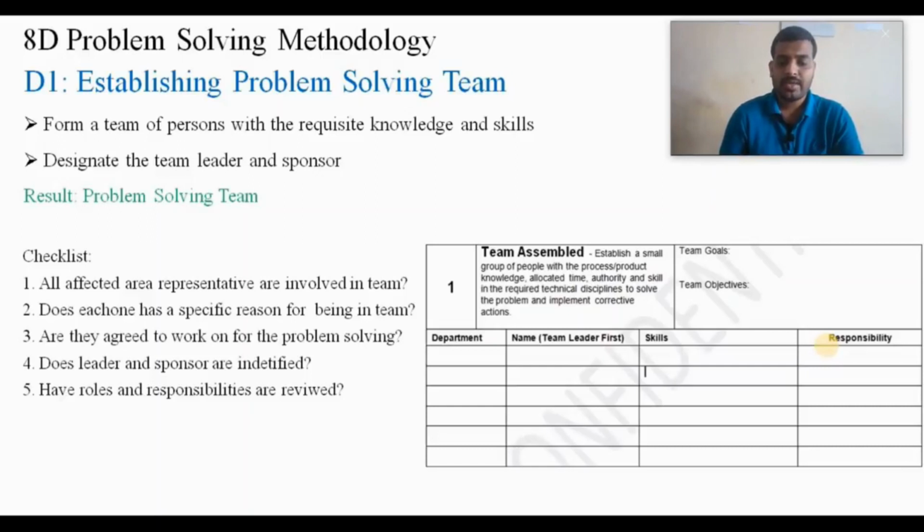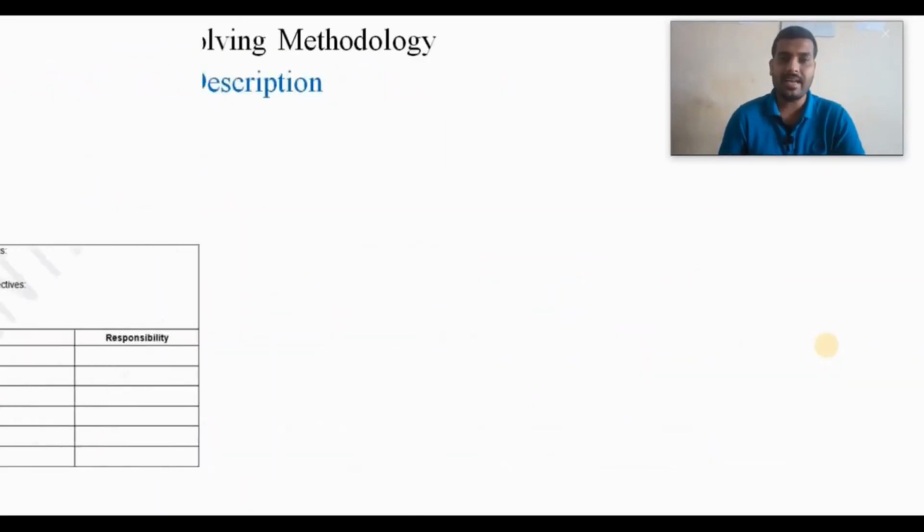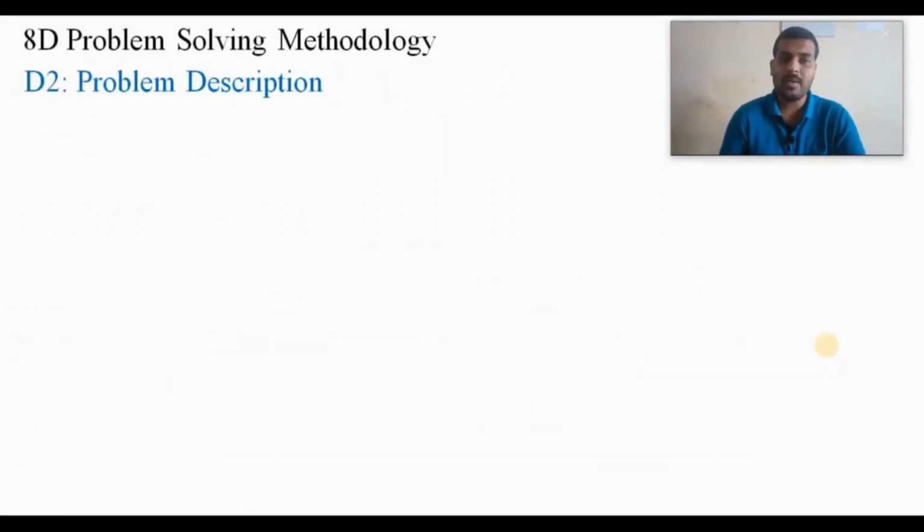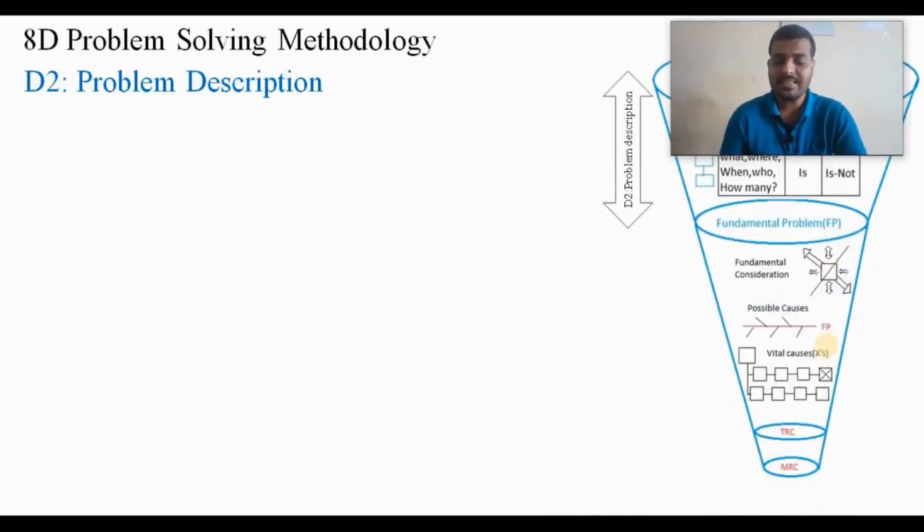Okay, so here you can see a funnel diagram showing how the problem is drilled down to the fundamental problem definition, and then to the technical and managerial root cause. So what is meant by a problem? A problem is nothing but a deviation from the defined state. The problem description is the detailed description of the situation, facts collection, structuring and analysis of the problem.